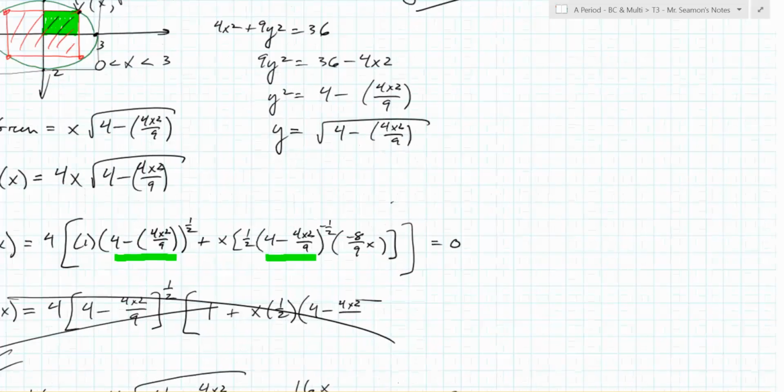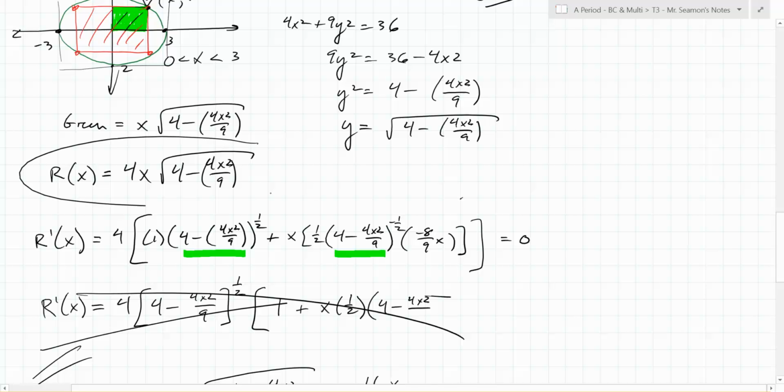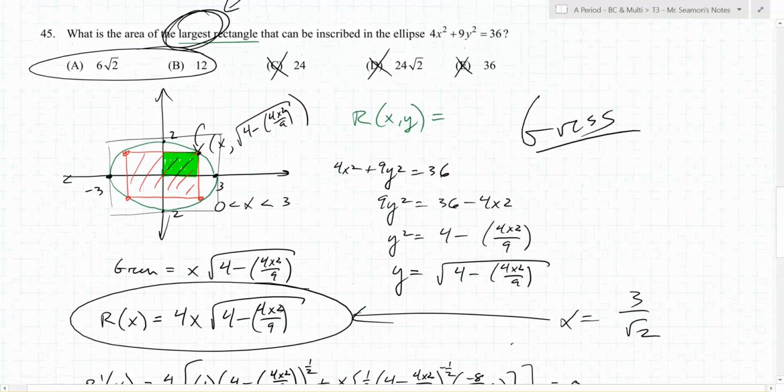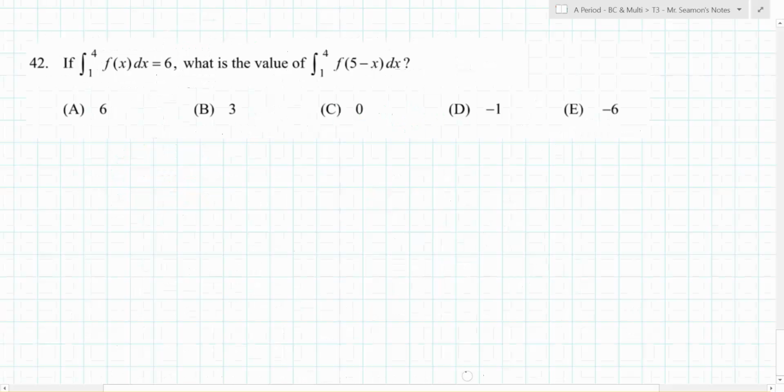We're not done yet. You have to take, what do you plug in for x? X is equal to 3 over root 2. And then let's just say, okay, the answer is B. So yeah, it's a good one.